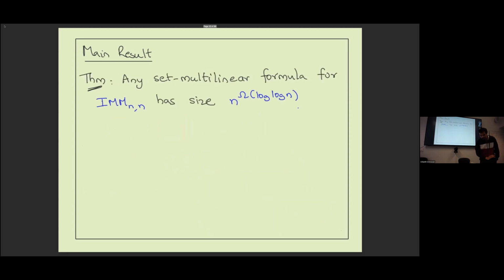So here's the main theorem. What we prove is a super-polynomial lower bound on the size of any set-multilinear formula computing this polynomial. You're multiplying n-by-n matrices, so the two parameters are now the same. In this context, we expect that the right bound is n to the log n. We prove a lower bound that's not quite as strong as that. It's super-polynomial in n, but not quite the right super-polynomial.